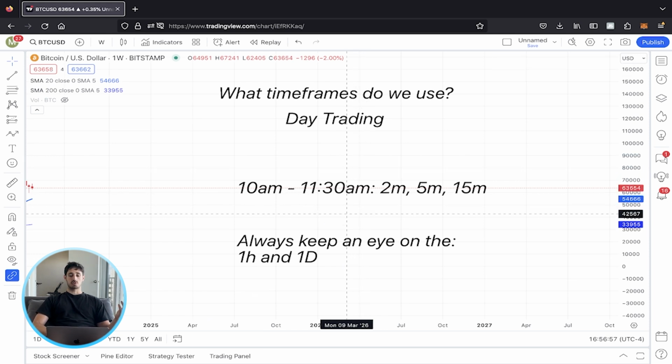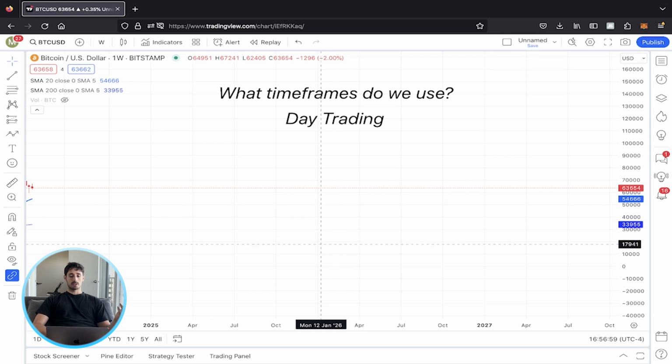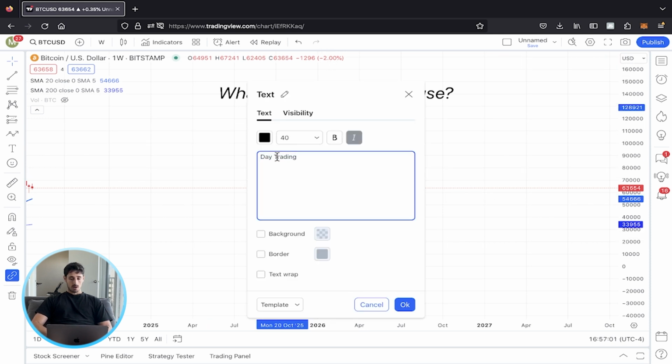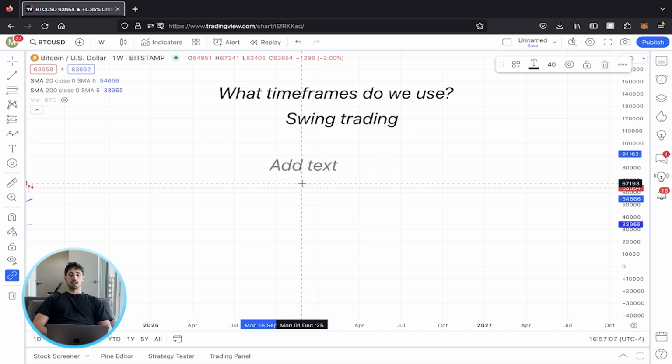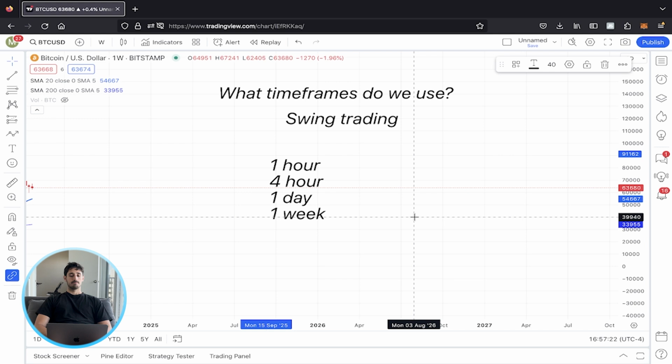In terms of swing trading, okay, so let's do swing trading next. Alrighty, swing trading. Okay, you're going to be really looking at the larger time frames. So the 1 hour chart, you're going to look at the 4 hour as well. You're going to look at the 1 day, and you're going to look at the 1 week chart, okay?